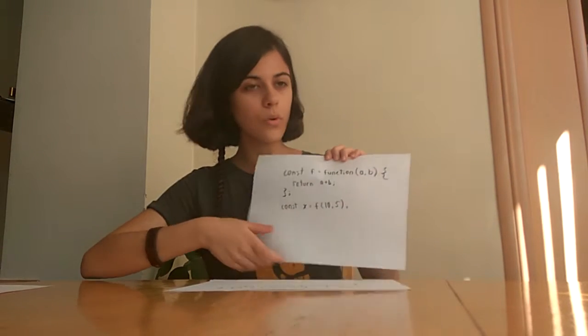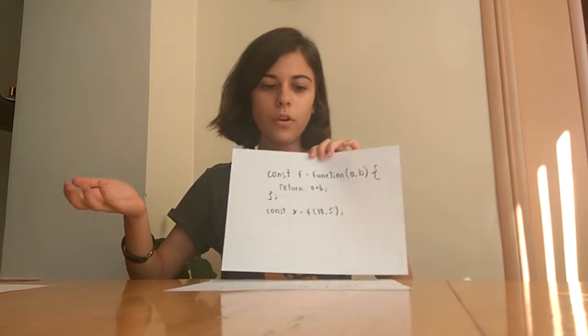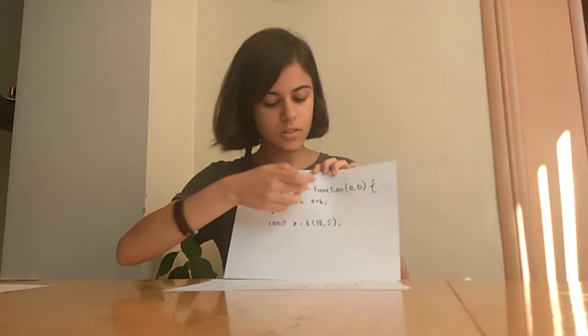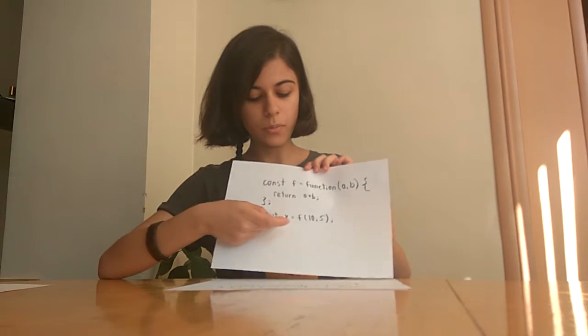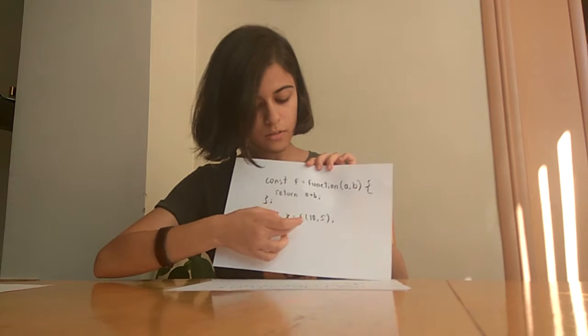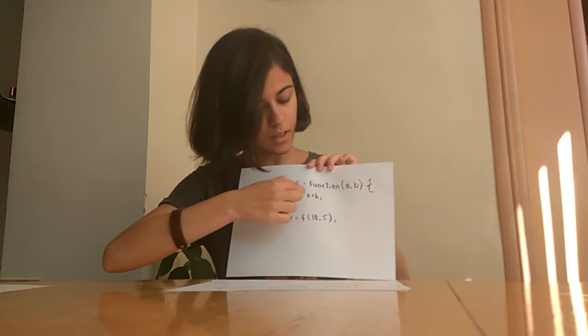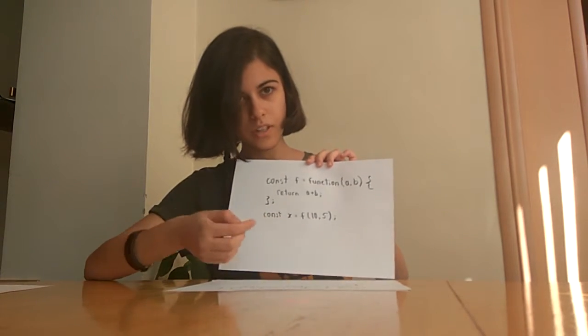So in this case, we want a function that can take 2 numbers, for example, and return the sum of these 2 numbers. If we then create a variable and assign it to that function and give it 2 numbers, we will get for x a plus b. So in this case it will be 10 plus 5, it will be 15.